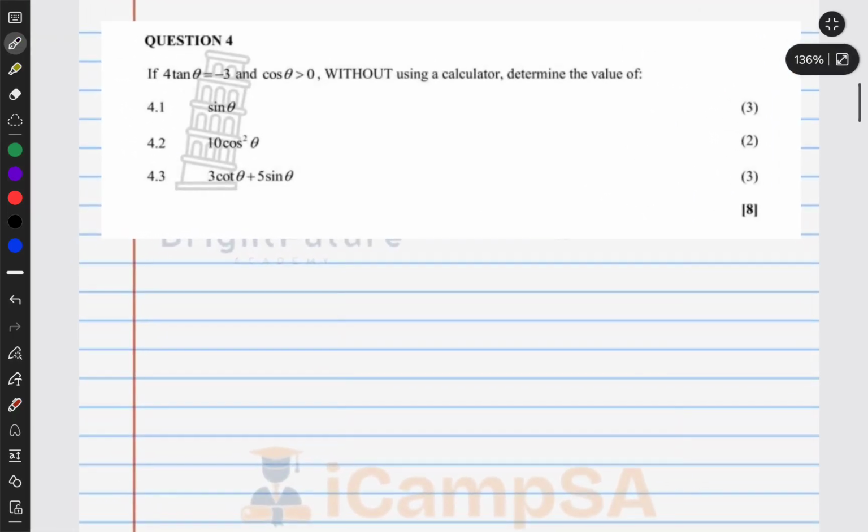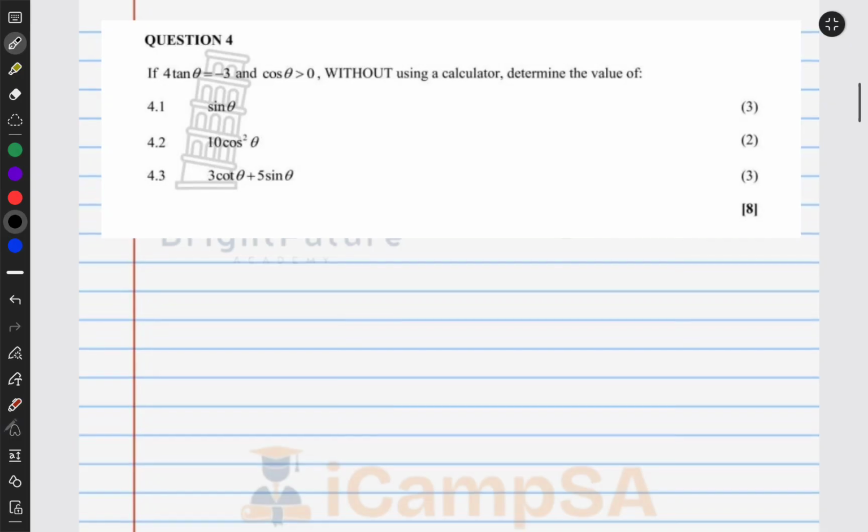Okay, the first question is question 4, and it reads as follows: if 4 tan theta is equal to minus 3 and cos theta is greater than 0, without using a calculator, determine the value of sine theta. Okay, so with these questions, the best thing is to start by trying to visualize what we are actually working with, and try to determine where the terminal arm is located.